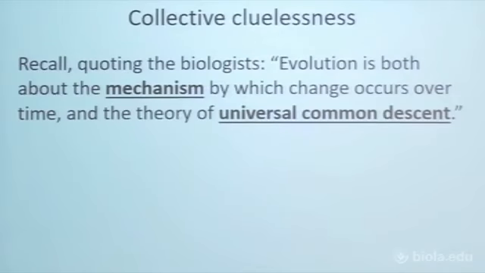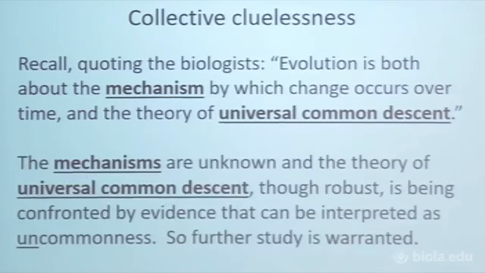Recall, quoting the biologist, evolution is both about the mechanism by which change occurs over time and the theory of universal common descent, but the mechanisms are unknown, and the theory of universal common descent, though robust, is being confronted by evidence that can be interpreted as uncommonness. So further studies are warranted. That's all I'm saying.